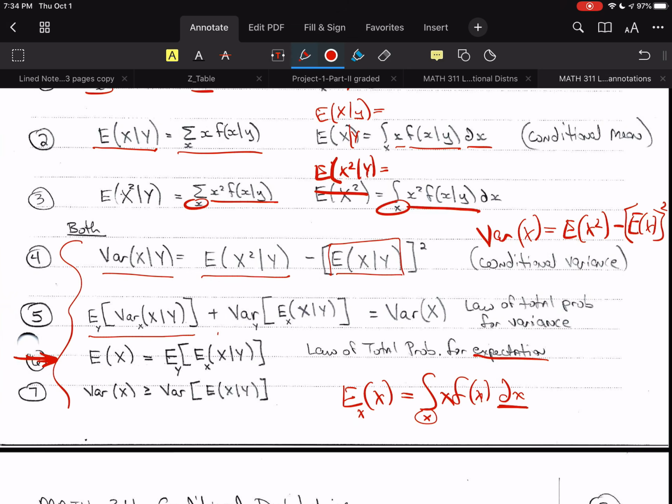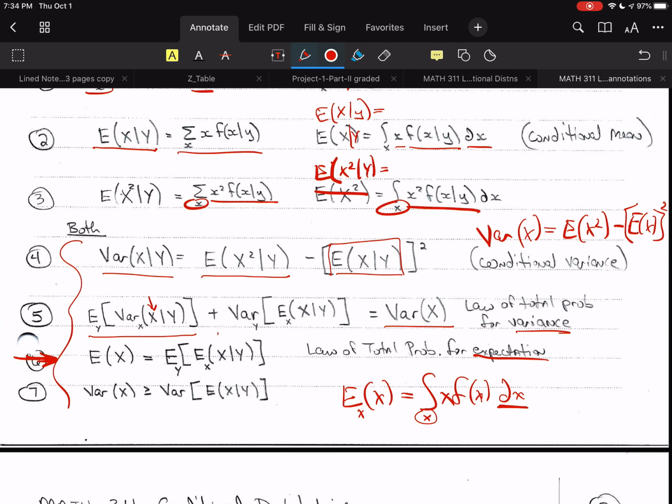Now the law of total probability for variance is that the expected value of the variance of x given y plus the variance of the expected value of x given y is simply equal to the variance of x.